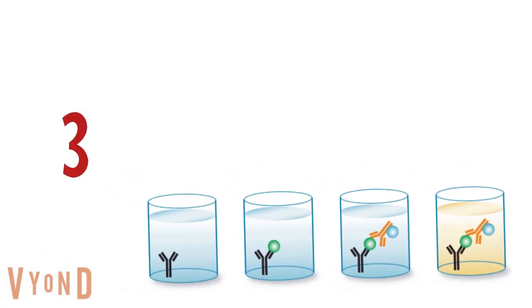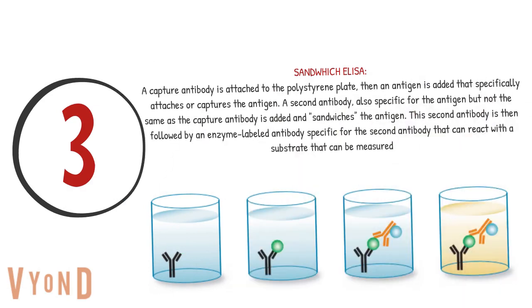The third test we will be discussing is sandwich ELISA. Sandwich ELISA is a capture antibody is attached to the polystyrene plate, then antigen is added that specifically attaches or captures the antigen. A second antibody, also specific for the antigen but not the same as the capture antibody, is added and sandwiches the antigen. This second antibody is then followed by an enzyme labeled antibody-specific for the second antibody that can react with a substrate that can be measured.